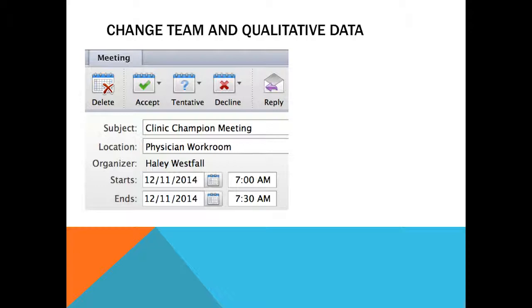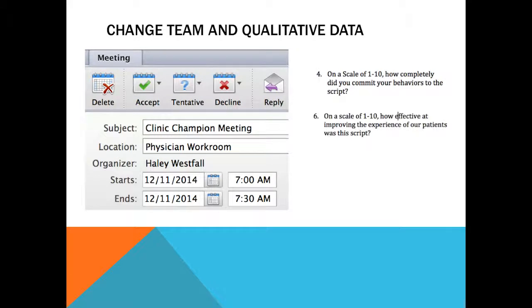We have behavioral scripts that this team is generating. So at the beginning of each meeting, we have a questionnaire for each script that we're talking about for that meeting. Some of the questions from the questionnaire: on a scale of 1 to 10, how completely did you commit your behaviors to the script? This will give us an idea of A, who's invested, and B, how likely is it that the rest of the team across the clinic will commit themselves to the behavior.